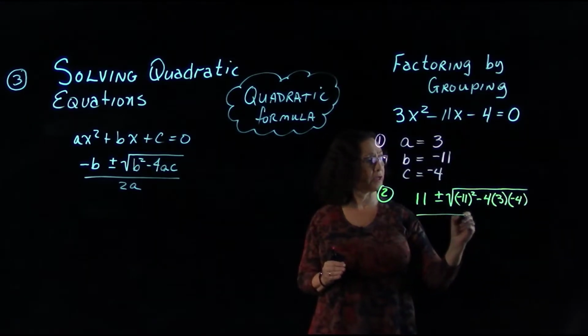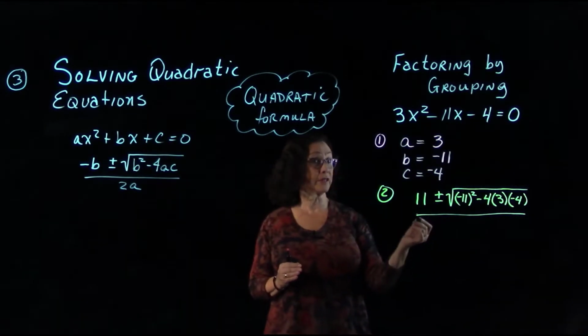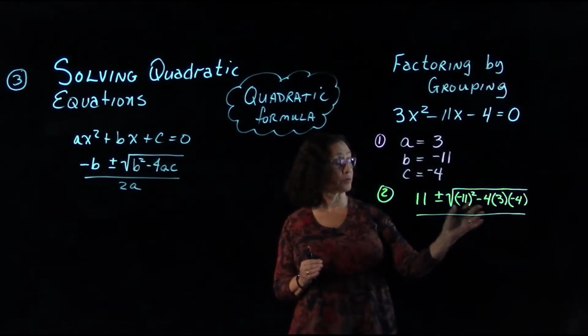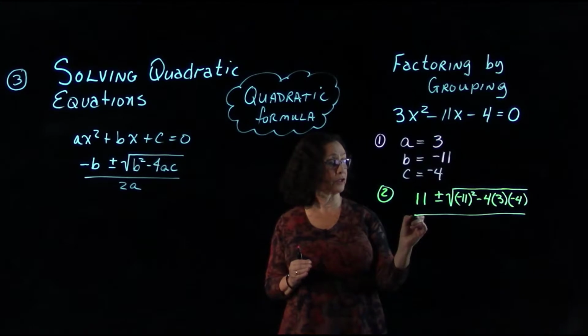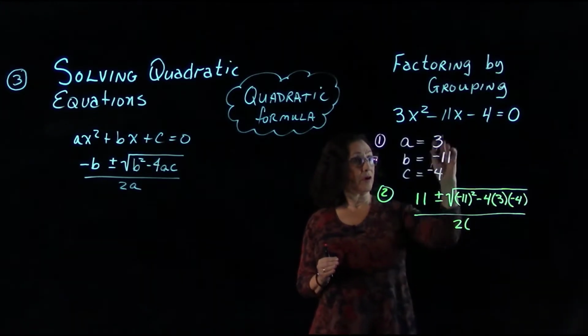And that whole thing, make sure you get your fraction bar underneath everything that you've just written down, not just the square root sign, but also the 11 over here. And then we're going to double our a term.